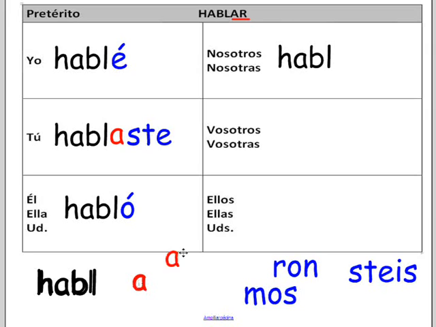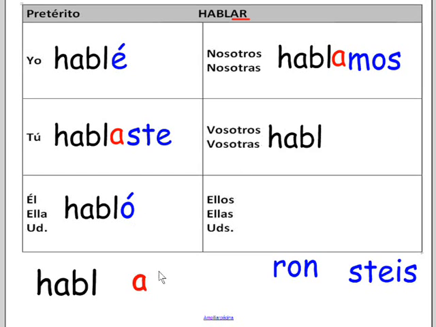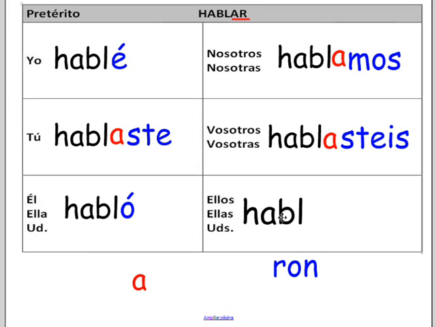So he spoke, she spoke, or you formal spoke. Nosotros hablamos, we spoke. Vosotros hablasteis, y'all spoke, and that's the form that's used for you guys in Spain. And then ellos hablaron, to mean they, a group of guys or a mixed group, spoke. Or ellas hablaron, a group of girls spoke. Or ustedes, you guys, spoke.